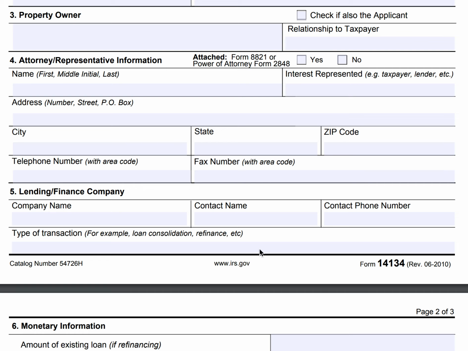In number 5, you would attach or enter the company name, contact name and number, and then the type of transaction for the lending institution or the financial institution that you're looking to subordinate your loan to.